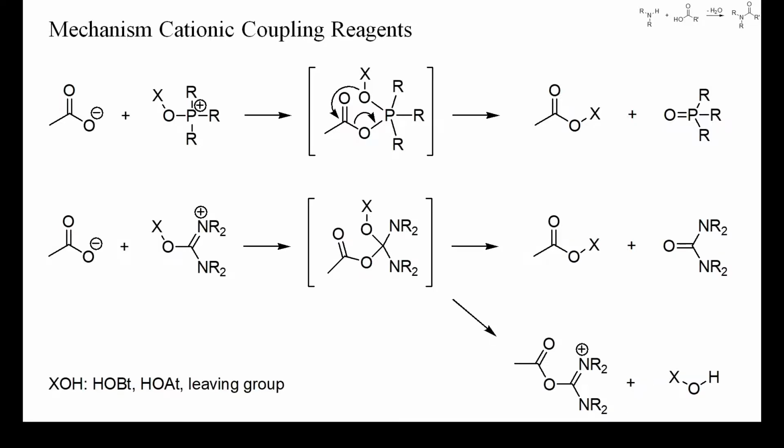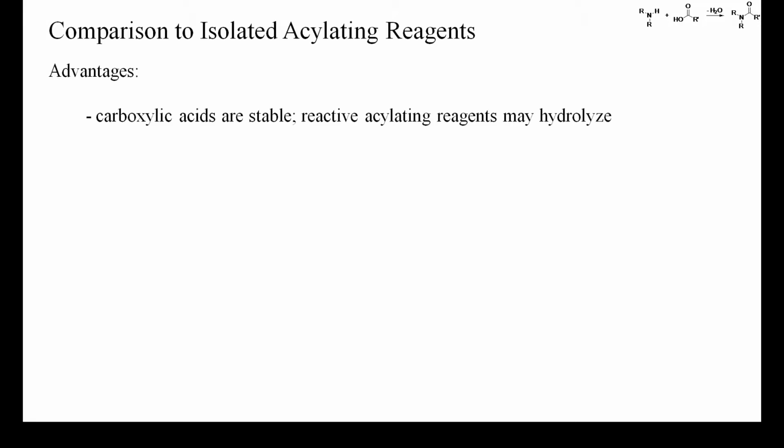Uronium salts activate acids either by converting them into active esters or into O-acyl uronium salts, as shown here. The most common alcohol components in these coupling reagents are hydroxybenzotriazoles, but oximes or phenols can also be used. When compared to the use of isolated acylating reagents, in situ activation has the advantage of providing a higher degree of certainty about the quality of a given electrophile.